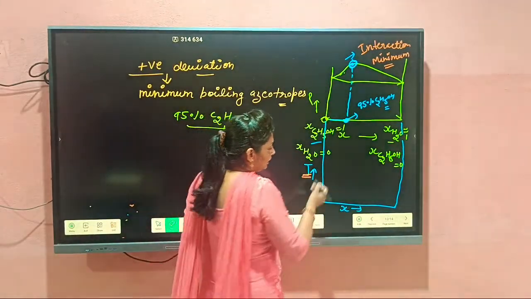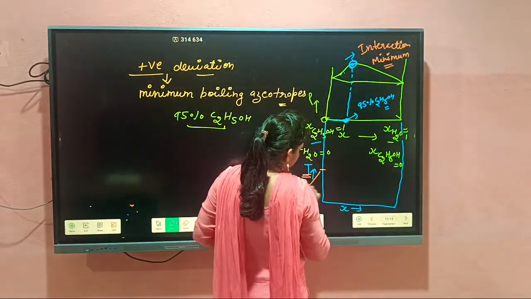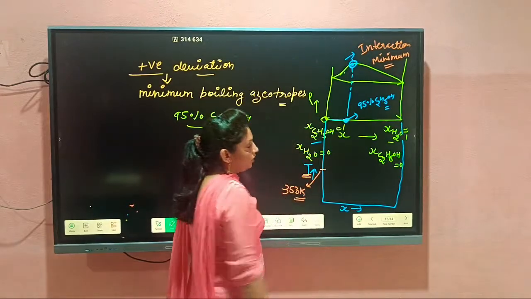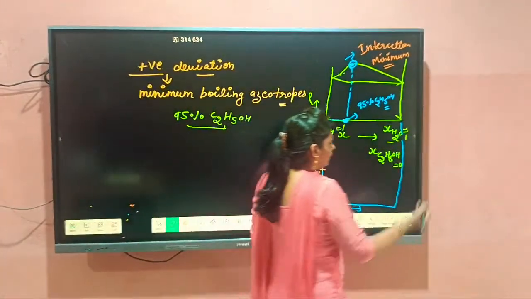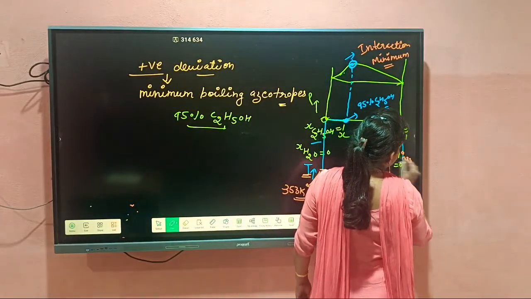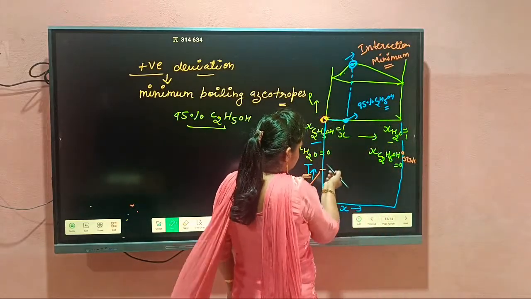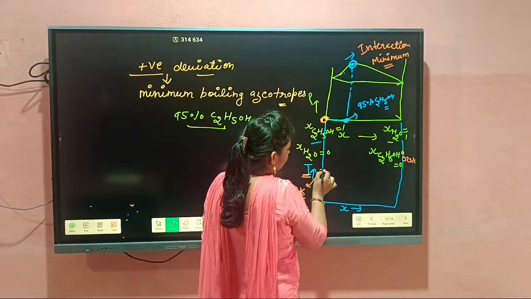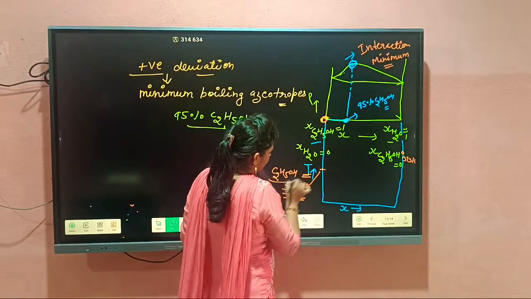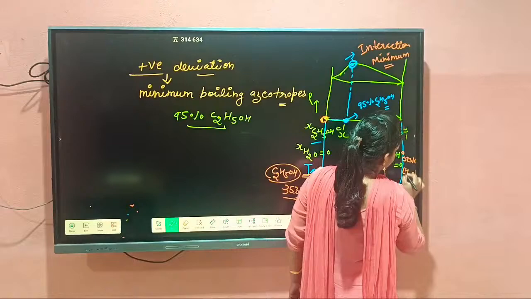Let us consider the boiling point of ethanol. This is 353 Kelvin. Okay. And the boiling point of water is 373 Kelvin. Because at this point we are taking ethanol as maximum, this is the boiling point of the ethanol. And this is the boiling point of the water.